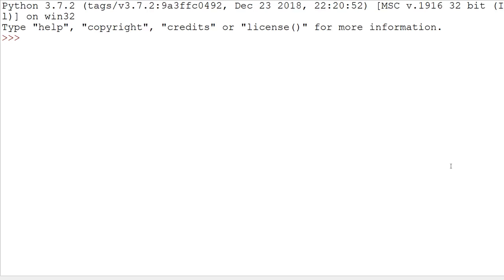What we're going to be going over in today's tutorial is variables and numbers inside of Python. So in Python, you can actually use the shell as a calculator.